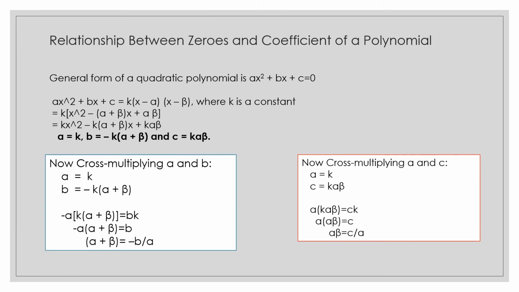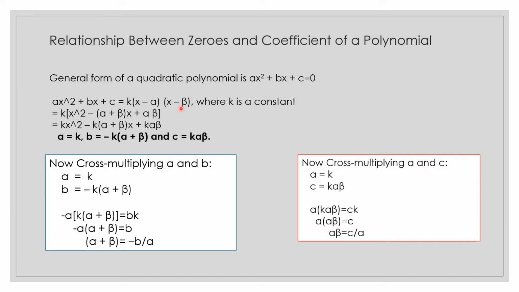So our next topic is going to be the relationship between zeros and coefficient of a polynomial. So what is a coefficient? A coefficient is a constant which is associated with a variable in a term. So in this term, that is ax square, x is a variable and a is a constant and the coefficient is a. And similarly for bx term, the x is the variable and b is the coefficient. And this ax square plus bx plus c equals 0 is the general form of the quadratic polynomial.